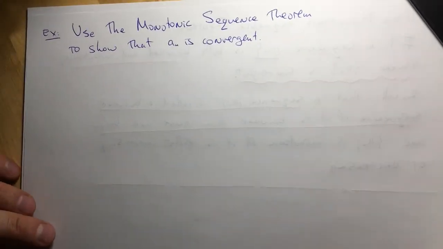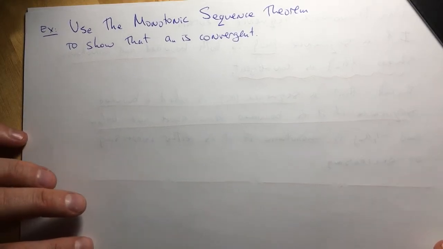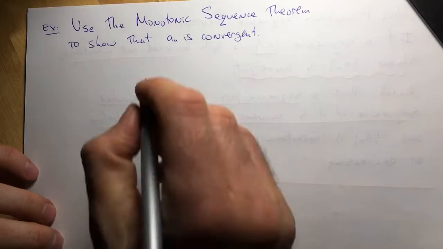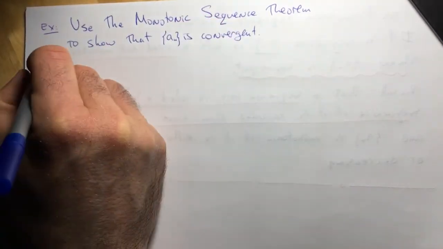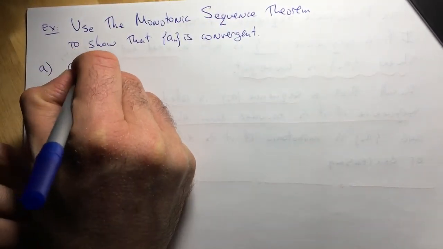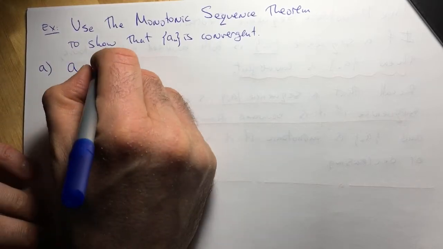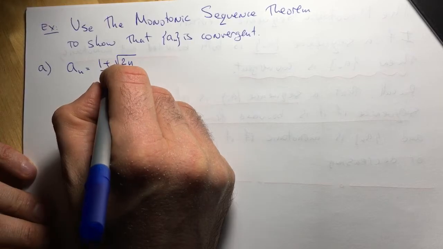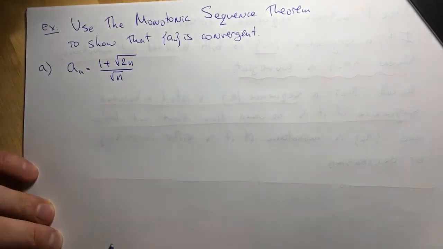So let's see how we're going to use this. The example is: use the monotonic sequence theorem to show that the sequence AN is convergent. Okay, so let's do the first example. Let's define AN as 1 plus square root of 2n over square root of n.